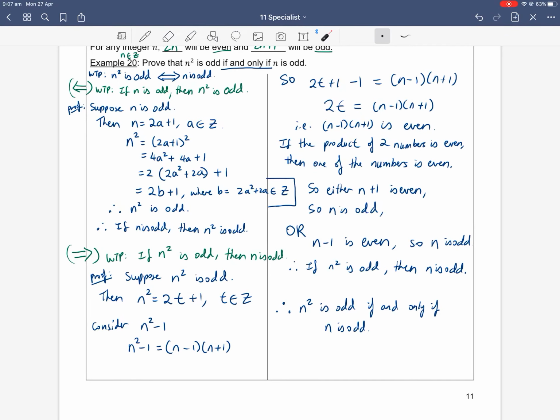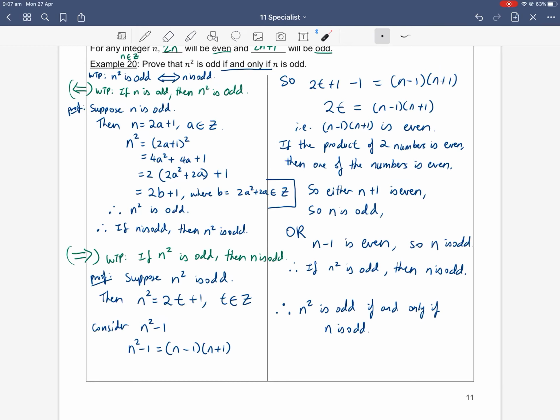So on the left-hand side, because it's 2 lots of some integer, that is the definition of an even number. So that tells us that n minus 1 times n plus 1 is an even number, because t was some integer, and it's twice some integer, which is by definition an even number. Now, take it on trust, and you will eventually prove this for homework anyway, that if you multiply 2 numbers and the product is even, then one of the numbers has to be an even number. So that tells us that because n minus 1 times n plus 1 is even, either n plus 1 is even or n minus 1 is even.